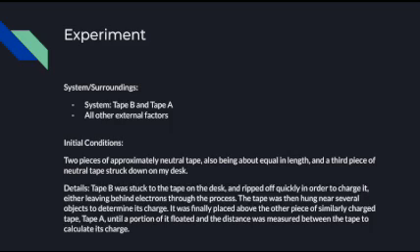Now, the experiment. The system was tape A and B and all other external forces. The initial conditions were two pieces of approximately neutral tape, about equal in length, and a third piece of neutral tape stuck down on my desk. The details: tape B was stuck to the tape on the desk and ripped off quickly in order to charge it, leaving behind electrons through the process.